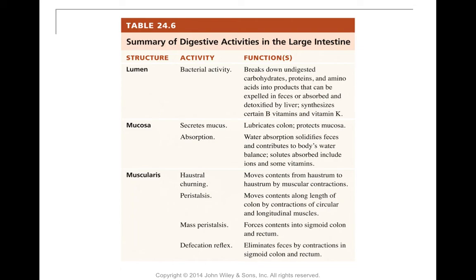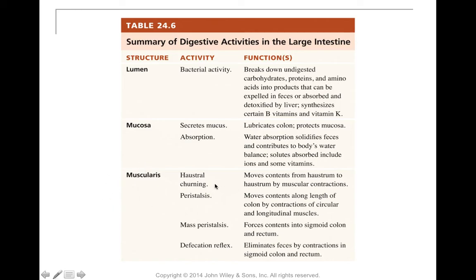The mucosa inside the large intestines is responsible for secreting mucus, so those goblet cells, and then absorption of water, which is going to help solidify our feces and help retain the body's water balance, and also absorption of solutes that we can acquire here, including ions, and then whatever vitamins are going to be created by the bacteria that we want to resorb. And then the muscle layers do a couple of things, right?